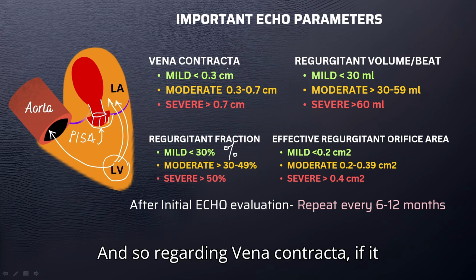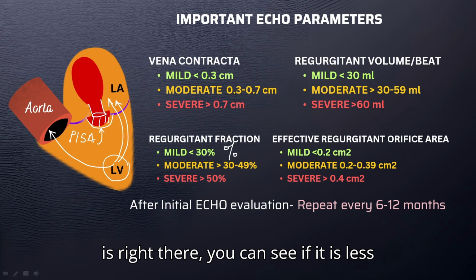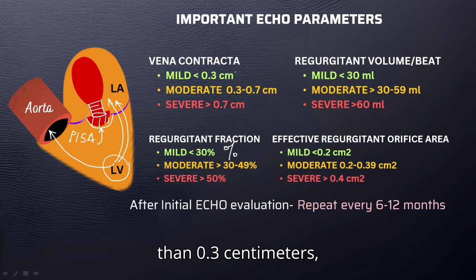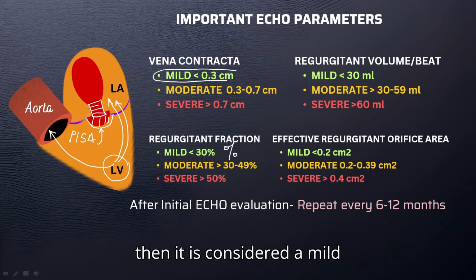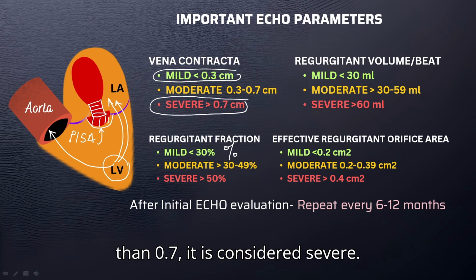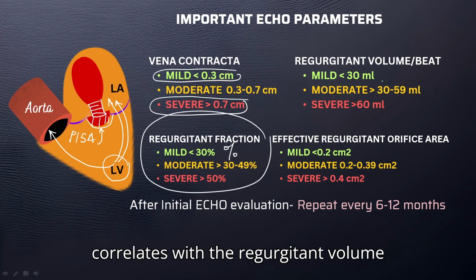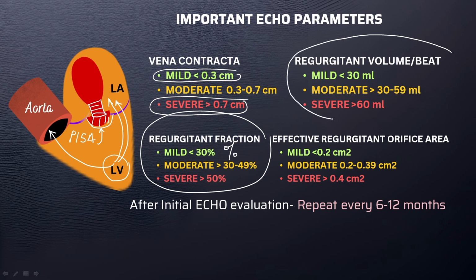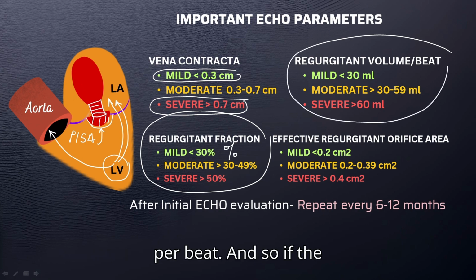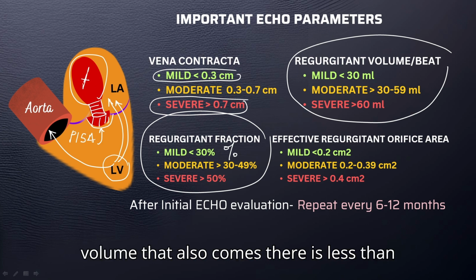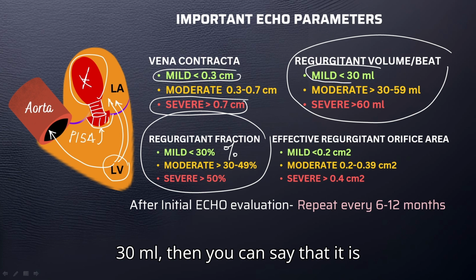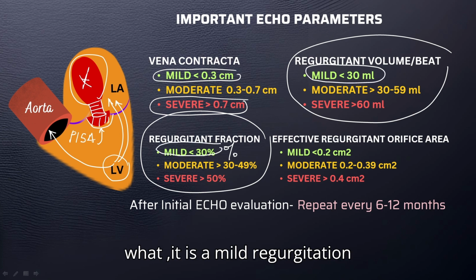And so regarding the vena contracta, if it is less than 0.3 centimeters, then it is considered a mild regurgitation. If it is more than 0.7, it is considered severe. Again, when you look at the regurgitant fraction, it somehow correlates with the regurgitant volume per beat. And so if the regurgitant fraction is less than 30%, and the volume is less than 30 mL, then you can say that it is what? It is a mild regurgitation.